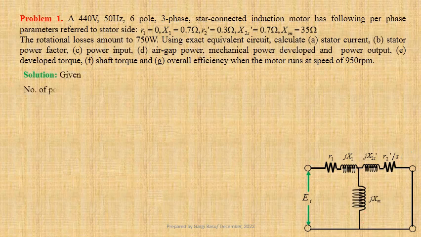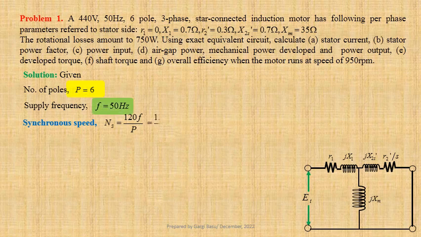Number of poles of the machine P equals 6 and supply frequency F equals 50 Hz. Let us now determine synchronous speed. Ns equals 120 F by P. Using values we get 120 into 50 divided by 6, that gives us 1000 revolutions per minute.